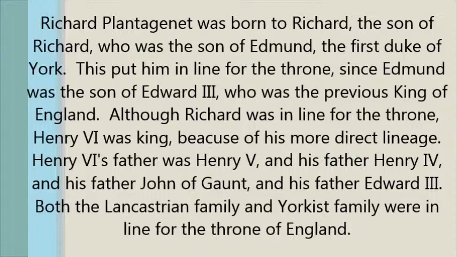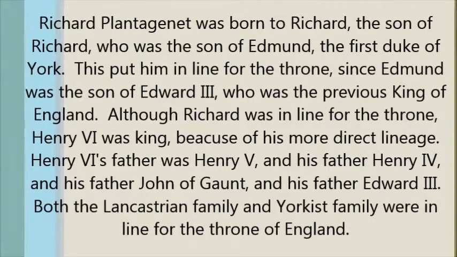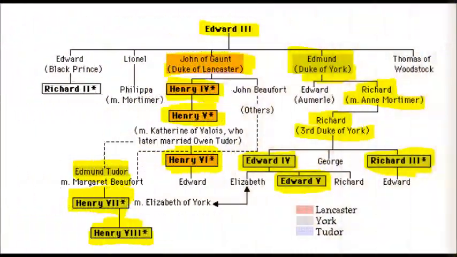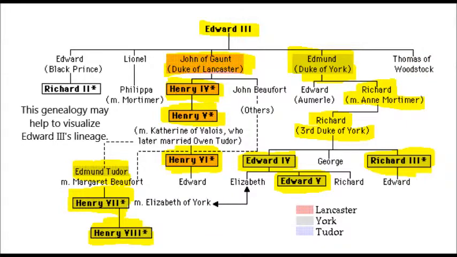Although Richard was in line for the throne, Henry VI was king because of his more direct lineage. Henry VI's father was Henry V, and his father Henry IV, and his father John of Gaunt, and his father Edward III. Both the Lancastrian family and Yorkist family were in line for the throne of England. This genealogy may help to visualize Edward III's lineage.